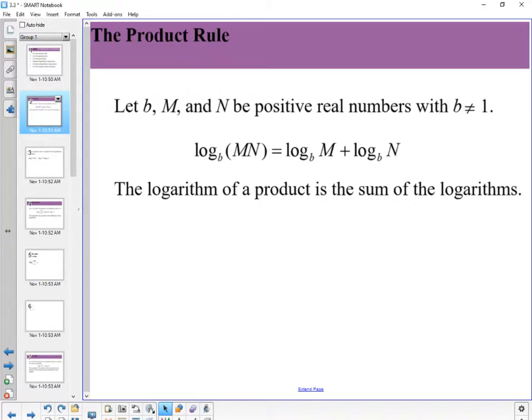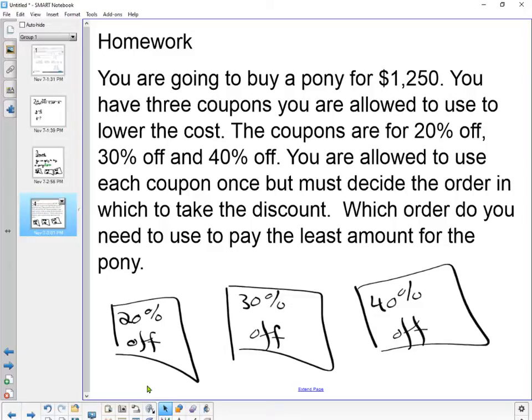Oh, this was kind of cool. I gave this to my freshmen yesterday. I said to them, hey guys, if you want to do this, you can, like for fun. Yeah, I do things for fun. You're going to buy a pony for $1,250. You have 3 coupons. One is for 20% off, one's for 30% off, one's for 40% off, and you can use all 3 of them to get your discount.